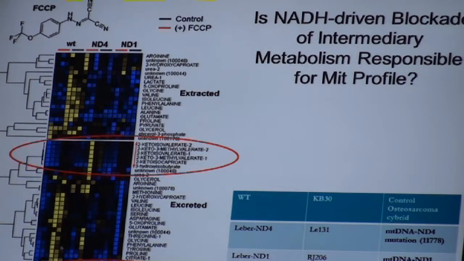So what the hell's going on there? What we did find is that when we treated these cells with an uncoupler, FCCP, and uncoupled the mitochondrial membrane potential, we got rid of these ketoacids, suggesting very strongly that it's the buildup of NADH, the potential on that, the block, the inability to flux things through the chain, that's actually leading to those ketoacids building up. As soon as you unplug the block, those ketoacids vanish.